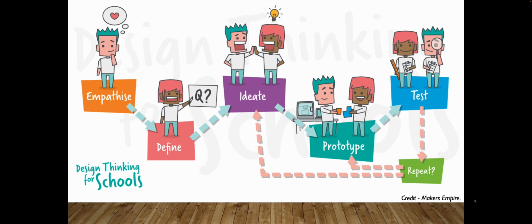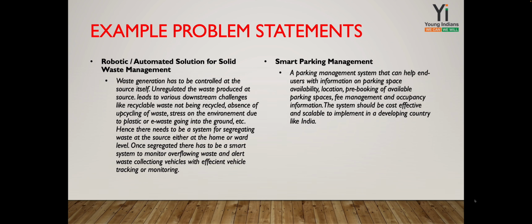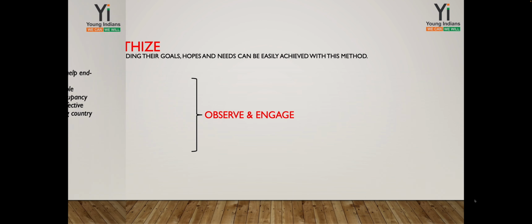Call out those examples from the slide you see there, like a robotic automated solution or smart parking management. So what you're trying to say here is, how do they come up with problem statements, how do they derive a problem statement? That's what we're trying to achieve here. So give them some examples. That should be good enough for this.